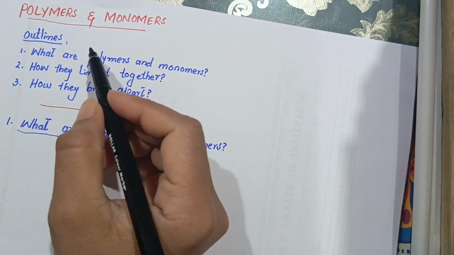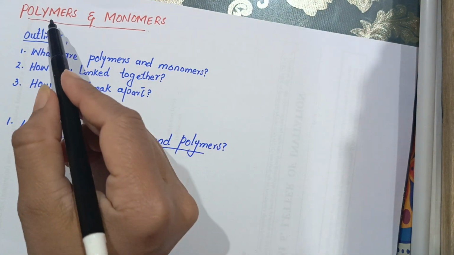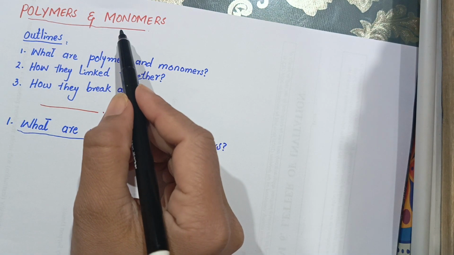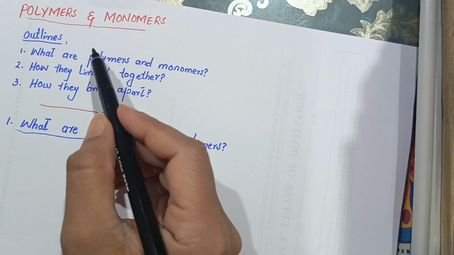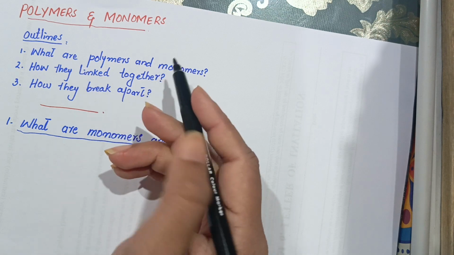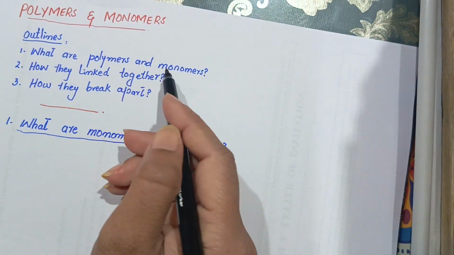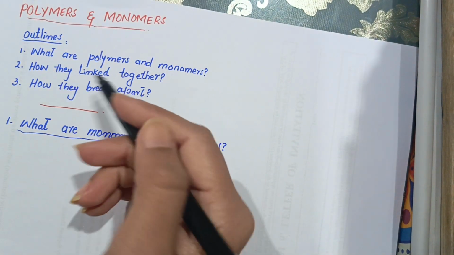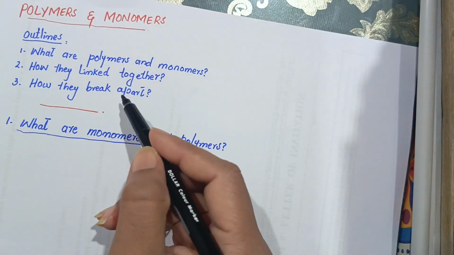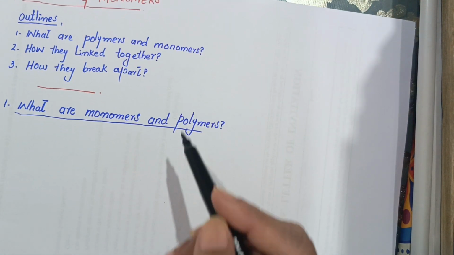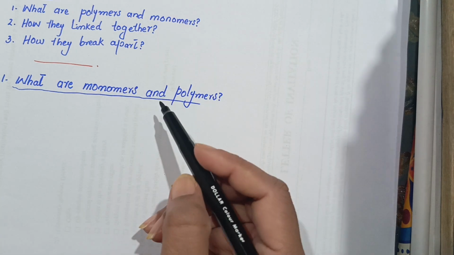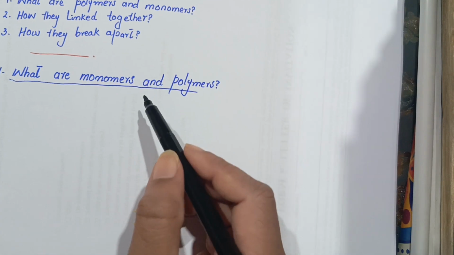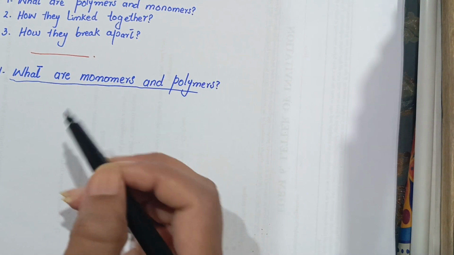Students, today our topic of discussion is polymers and monomers. In this lecture, we will discuss mainly three points: what polymers and monomers are, how they link together, and how they break apart. First of all, we will discuss what the monomers and the polymers are.